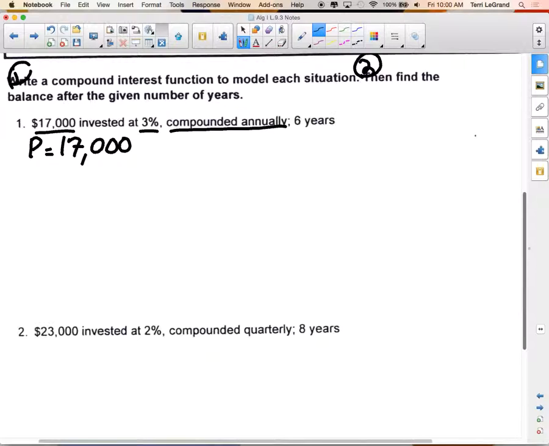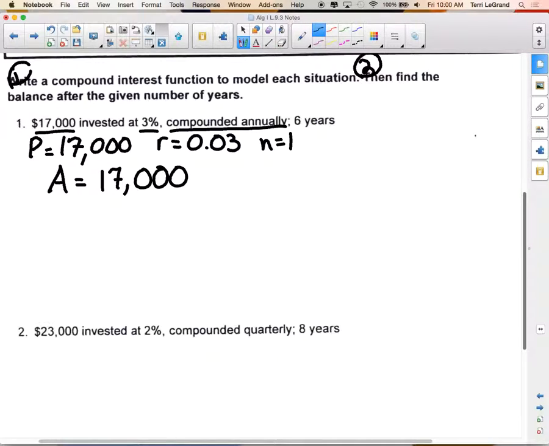What would the 3% be? The R, and how would we write it? 0.03. And compounded annually, that gives us our N, and what would our N be? 1. Okay, so right now, that's all we're going to do is write the model using this information. So in these, instead of a Y and a T being left, there's going to be a capital A and a T left, okay? So we're going to have P, or capital A equals, the P is 17,000.